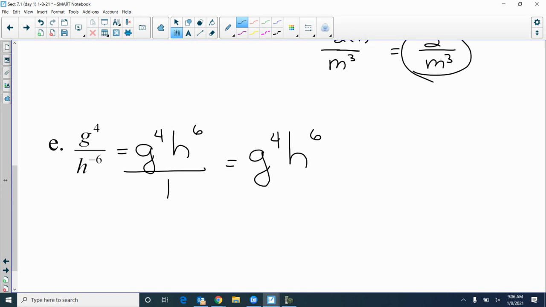Okay. Sometimes you get it. Sometimes you wanted to move too many things. You only move what has a negative exponent.